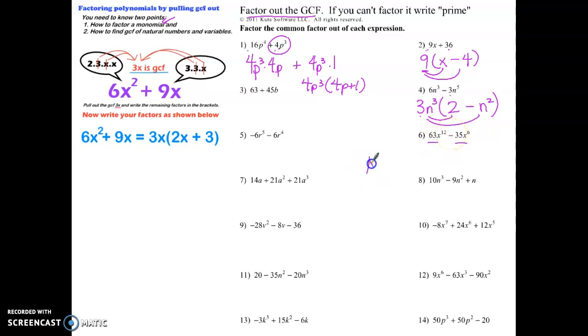All right, so finish this page and the ISN 86 for me, and then you've done a lot of factoring with the greatest common factor.